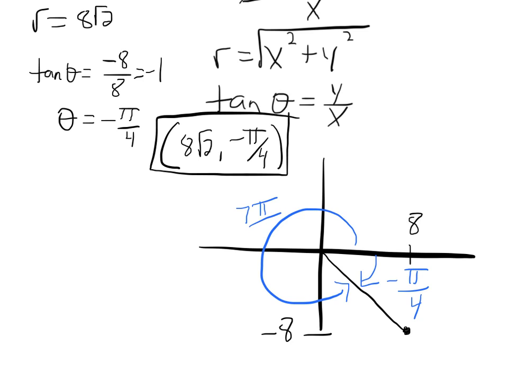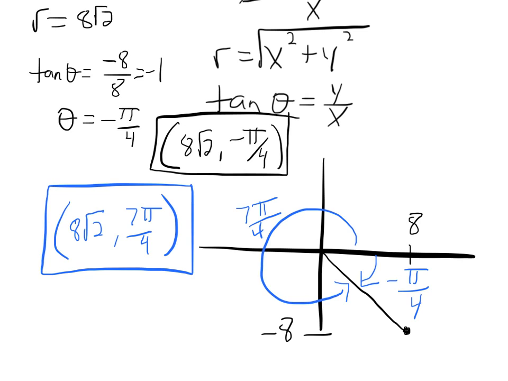7 pi fourths would also be acceptable. And negative 9 pi fourths, etc. There's an infinite number. In fact, the answer in the key is the 7 pi fourths. Often books will go with the smallest positive angle, although there are no correct answers unless they specify.